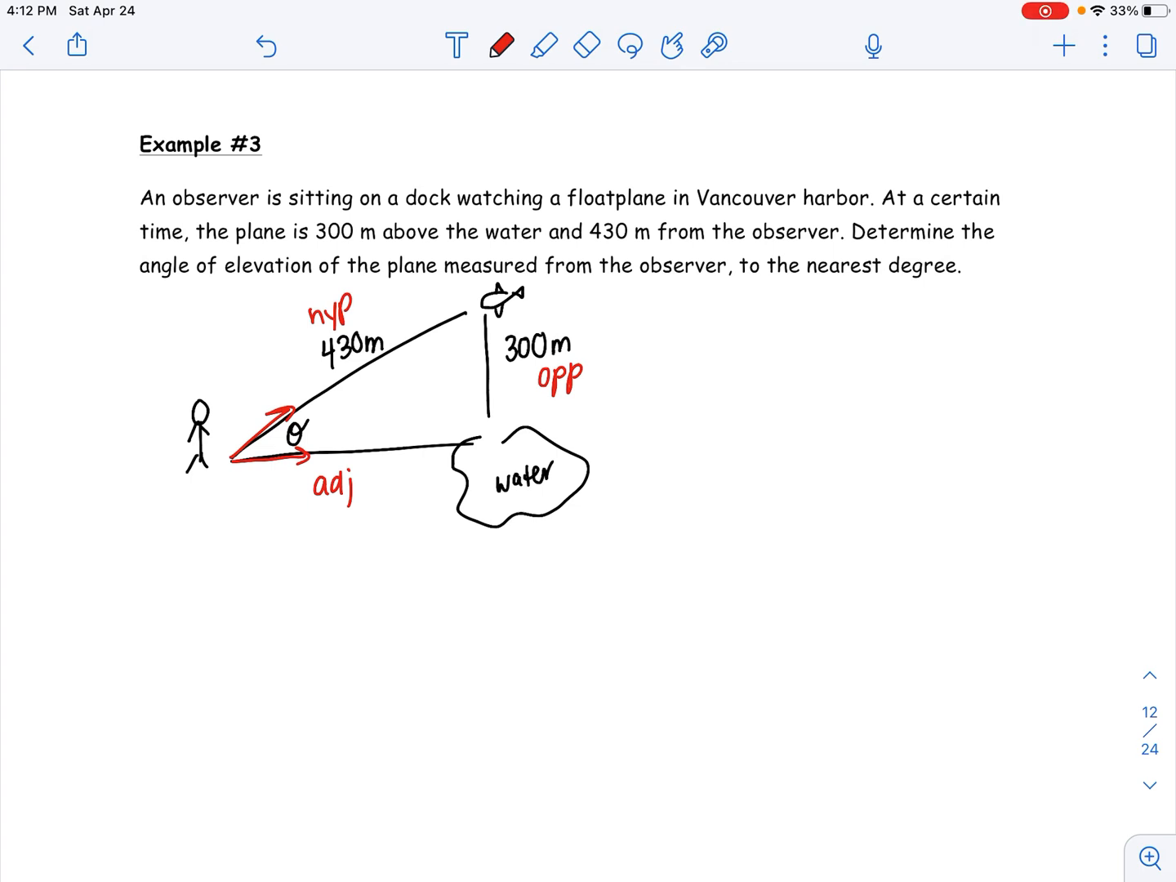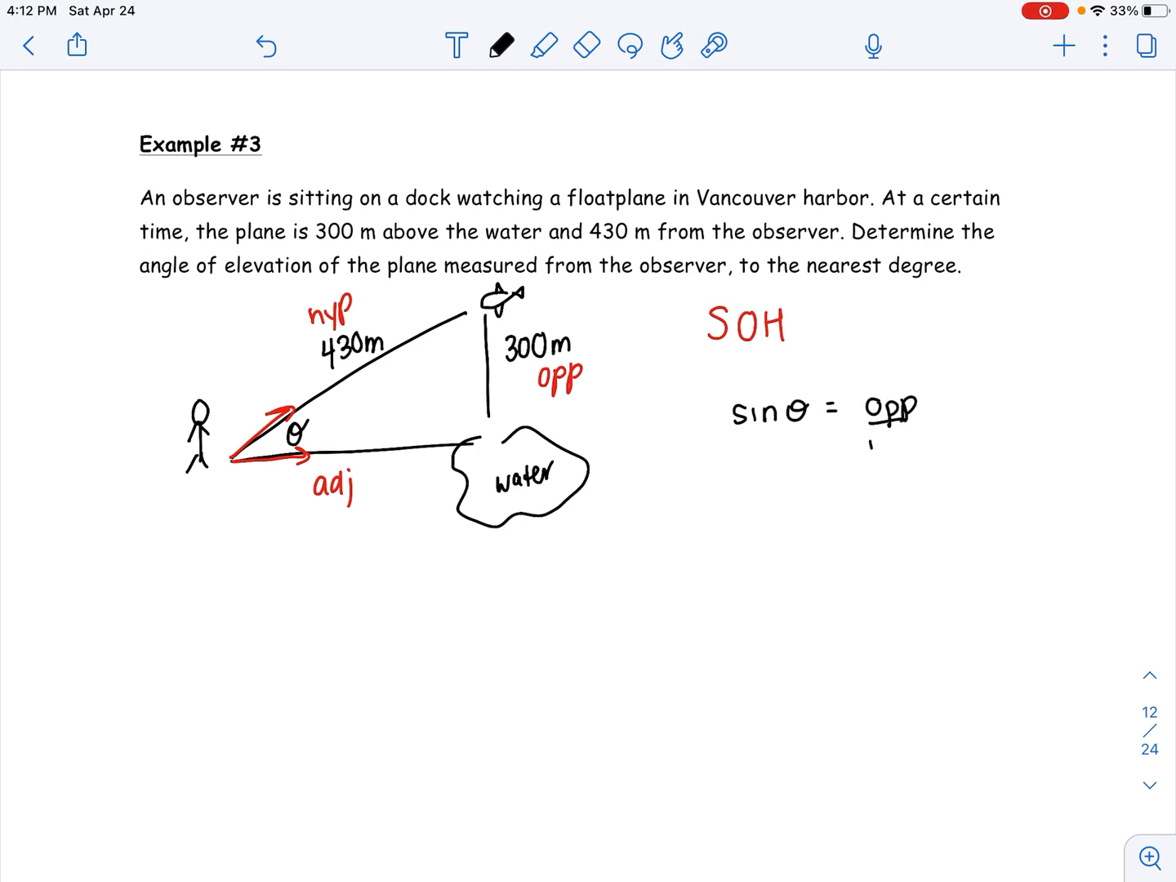So again, we have to look for something that has O and H, right? Because we have an H for hypotenuse and we have O for opposite. Those are the side lengths that we have. So we know it's SOHCAHTOA. So we have to use SO. Again, we're going to use that sine ratio.